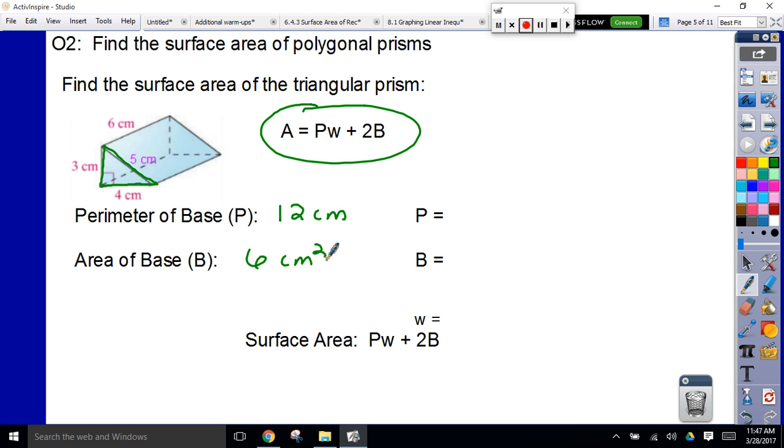So I'm just going to, I should have written that over here. This should be over here. 12 centimeters and 6 square centimeters. What is W? What's the length of that connecting segment? Trey?